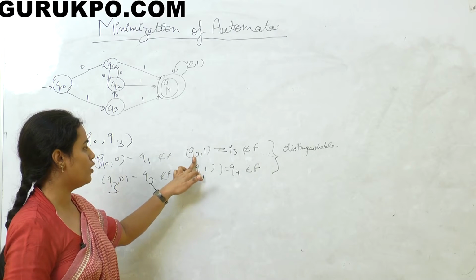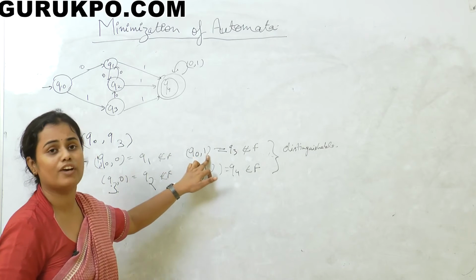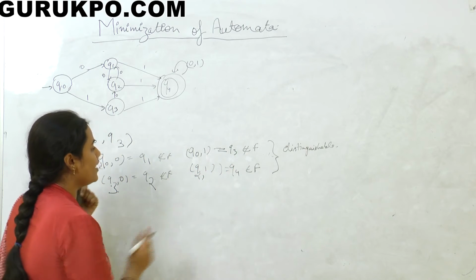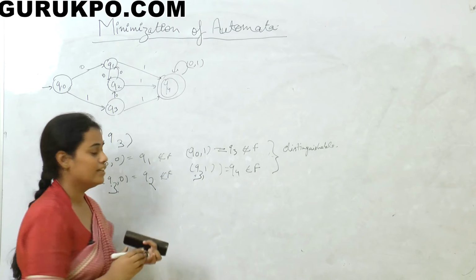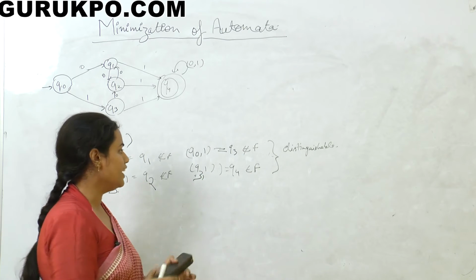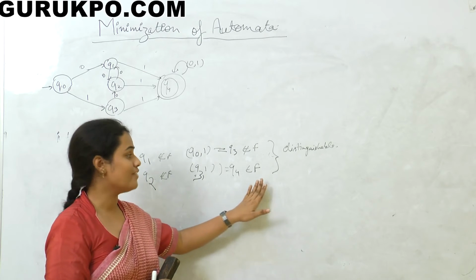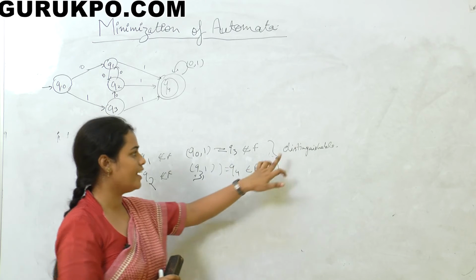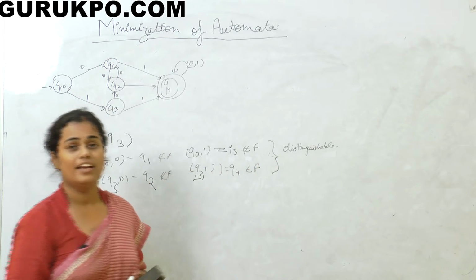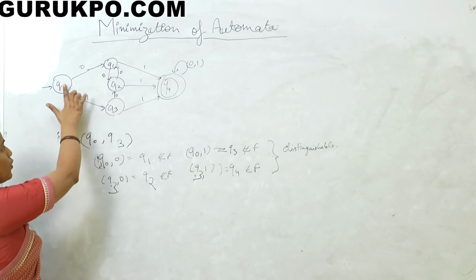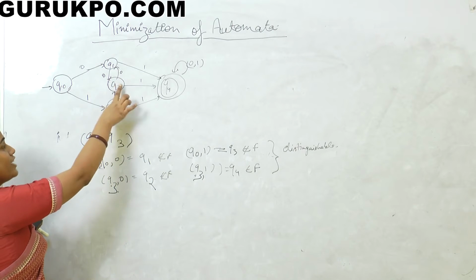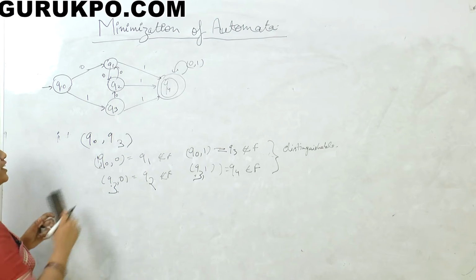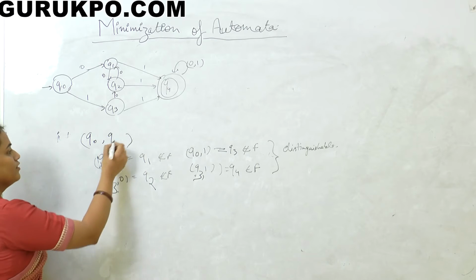On state Q0 I am giving the input 1, and I get the output state Q3, which does not belong to final. But when at Q3 I am again giving 1, I reach the state Q4, which is a final state. So it is very much clear that one belongs to final and the other does not. That is why these two states are distinguishable. It is very much clear that Q0 can't be merged with Q1, Q2, or Q3. Now we have to check this pairing again with Q4.